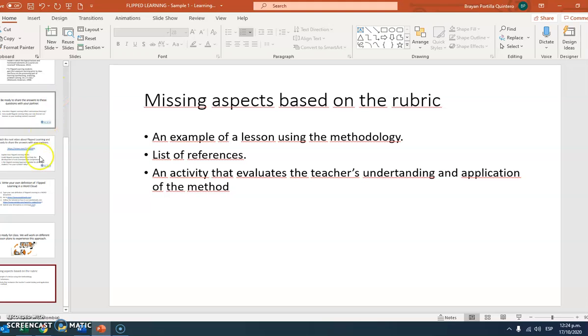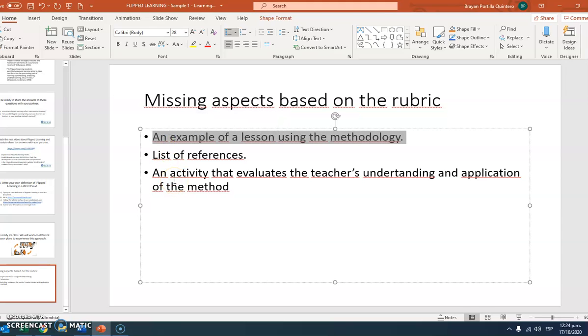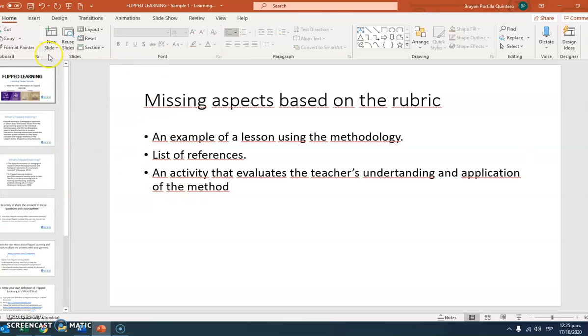Some aspects from the structure of this learning center, this is according to the rubric. There is not an example of a lesson plan or a video explaining the class using the flipped learning approach. So this is incomplete in this learning center. This learning center doesn't have a list of references, even though it provides theoretical references, and an activity that evaluates the teacher's understanding. Maybe you can incorporate an activity in which you confirm that the person is able to really understand and apply the approach correctly. So these are the aspects that are missing in this learning center.